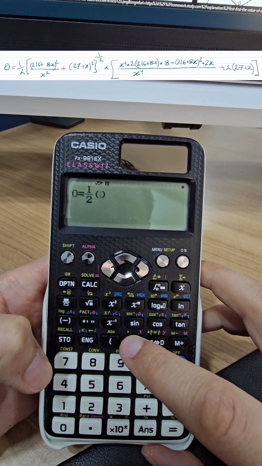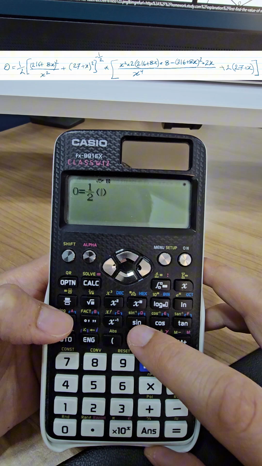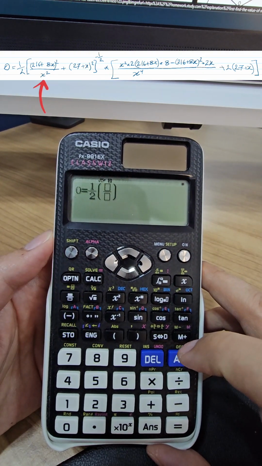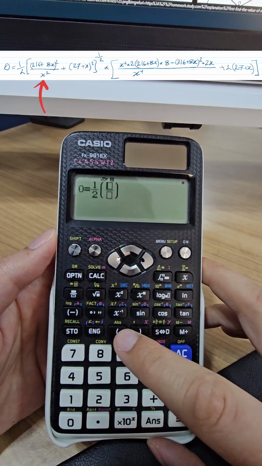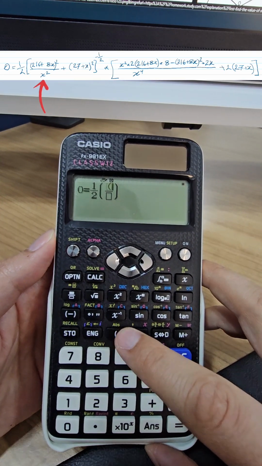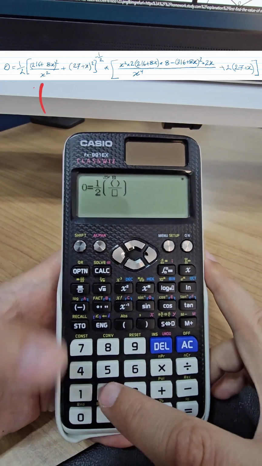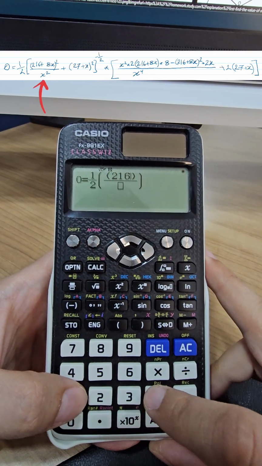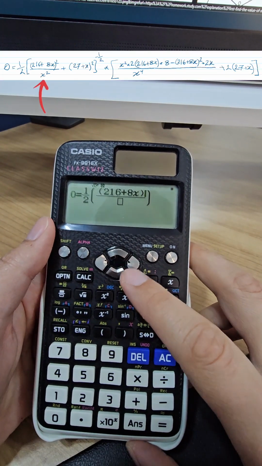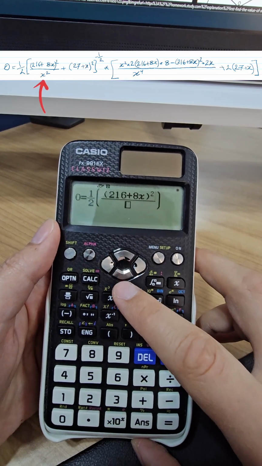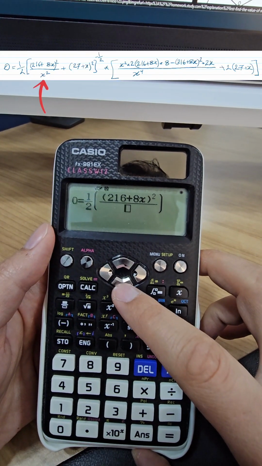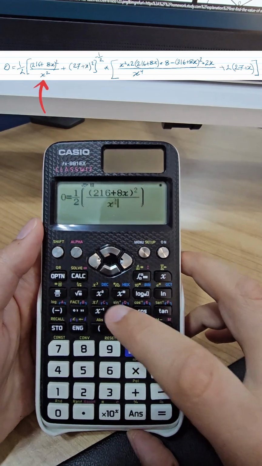So now inside this bracket we have a division, so I will use this for the division, and I have 216 plus 8x inside the bracket. So I will open the bracket and close it and write 216 plus 8x. All of this is to power 2, over, and I can use the up and down arrows to go down, x squared. So it is x squared.